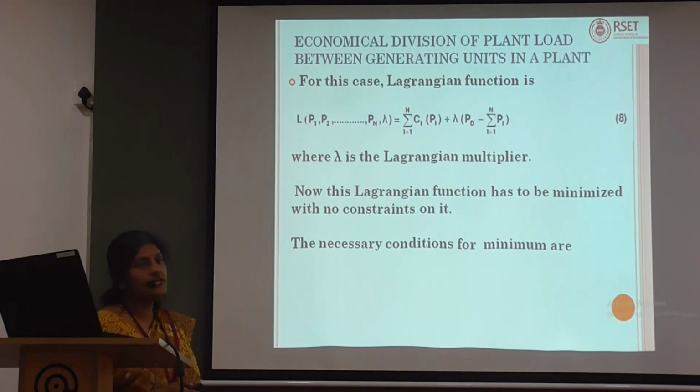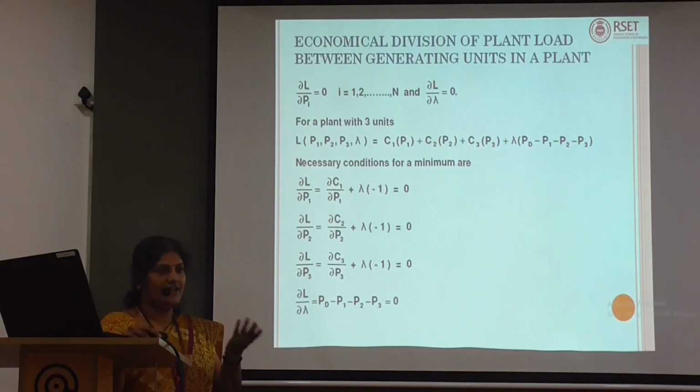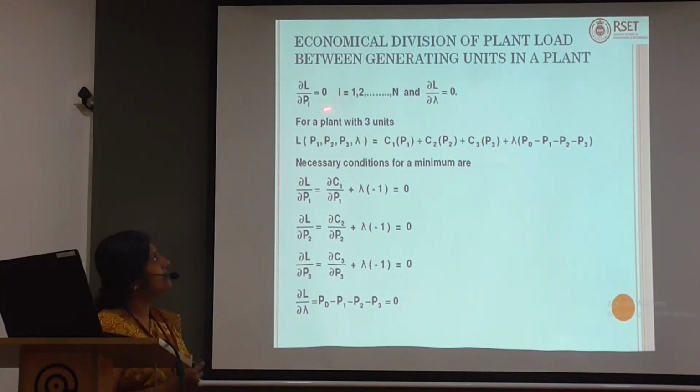So we have to see what is the necessary condition for this to be minimum. Because it's an optimization problem, we have to find the necessary condition for minimum. Mathematically, we know that we have to differentiate the Lagrangian function with respect to the variable P_i and equate it to 0. So we have to take dou L by dou P_i, and since it is for all your i units, i can take any value from 1 to n. We also have to find dou L by dou lambda. So we have all your n variables P1 to Pn as well as lambda.